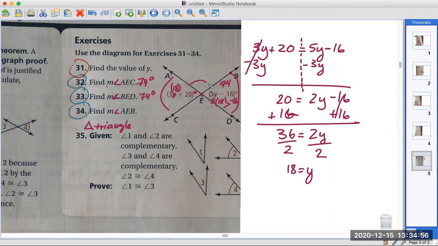AEB. So now we're looking for this angle. So this one was 74. So this is called a linear pair. What's the sum? If they're forming a straight line, which these do, these two angles here, this one and this one form a straight line, their sum is 180. So now you can figure out that 180 take away 74 leaves you with 106 degrees, I believe. Yeah.